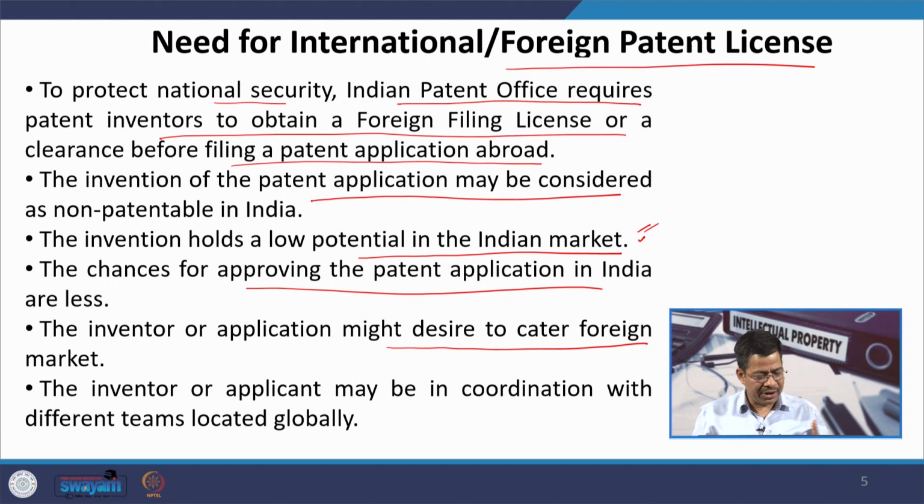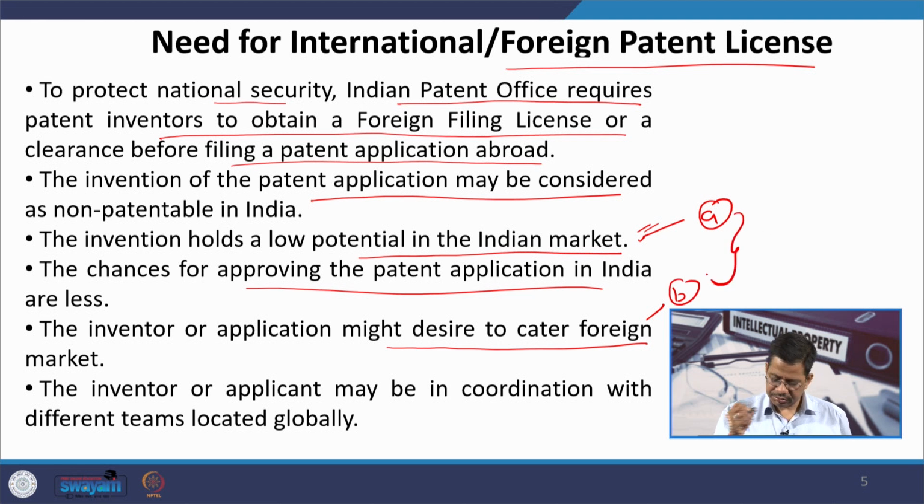When the potential is low in India, I am directly looking for a product for some other foreign country, and therefore I want to go for that particular route. So, this point A and this point B you can see in combination: because potential in the Indian market is low, I want to go directly to a foreign market, and therefore I look forward to FFL.